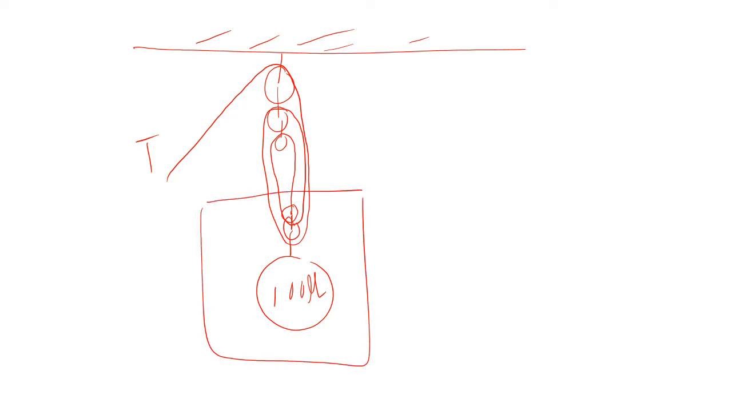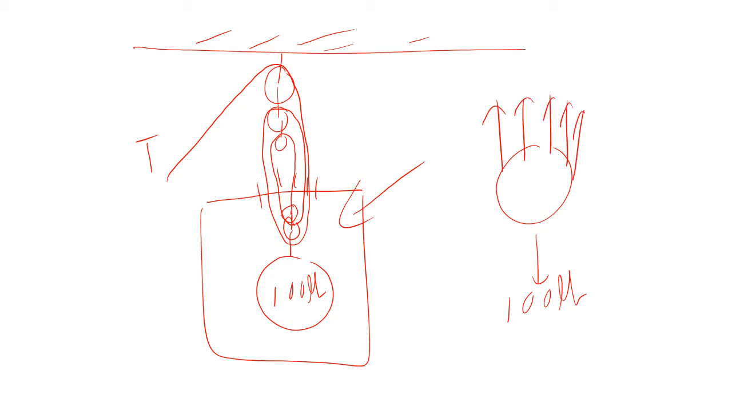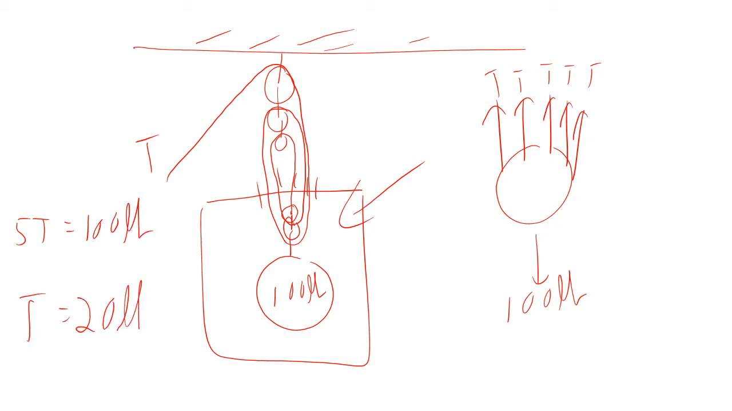Okay, free body diagram, the politician view. We have our object. We have gravity pulling down with 100 pounds. We have 1, 2, 3, 4, 5 tensions pulling up. So that means that 5T is 100 pounds. So the tension is 20 pounds. Okay, now, again, all we did was we used pulleys.